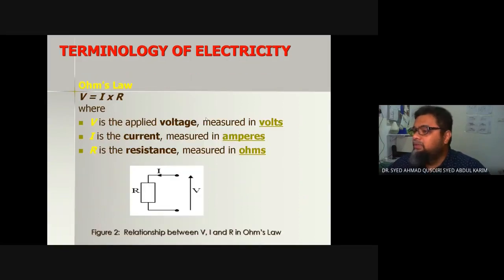So these are some of the formulas. If you can still remember your school days, belajar fizik. Okay. V equals IR. Okay.